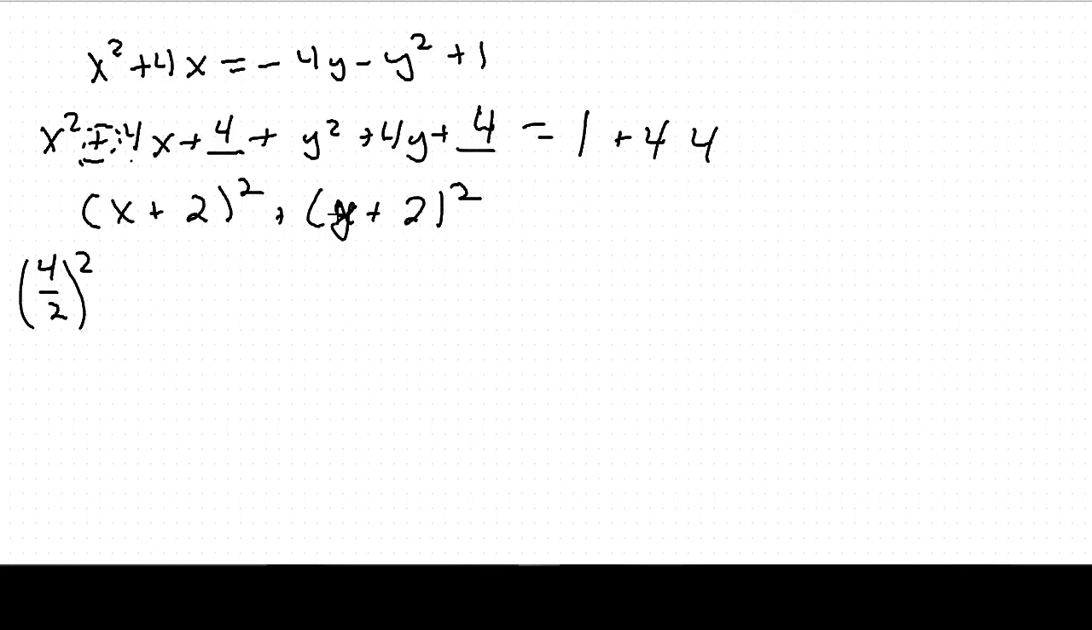I guess I should make that a Y. And then I add these up. So 4 plus 4 plus 1 is 9. So that means that my center is at -2, comma, -2. Because if you remember the general form, it's always the opposite of what's in the parentheses.